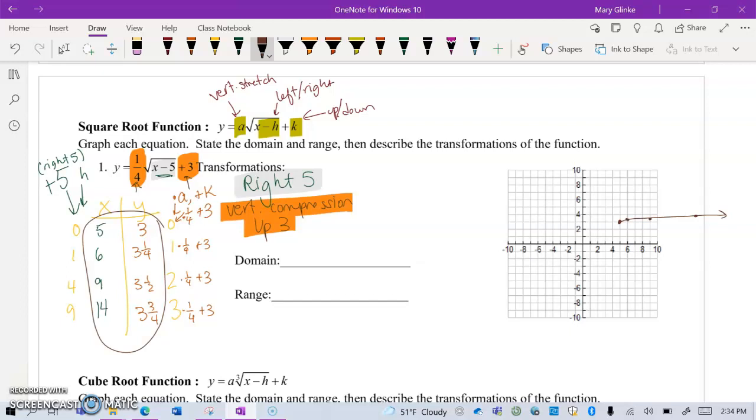So visually, looking at this, compare it to what your normal square root graph would look like. It should be moved right 5, up 3, and then squished by a factor of 1/4. And so that's why it looks kind of so narrow there.